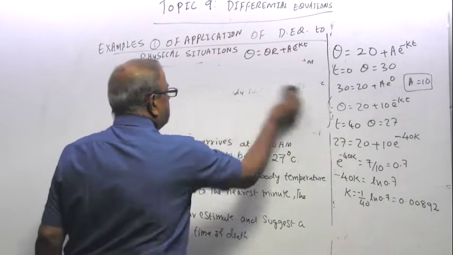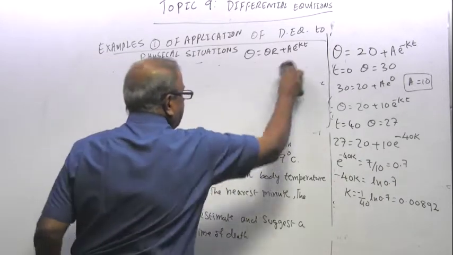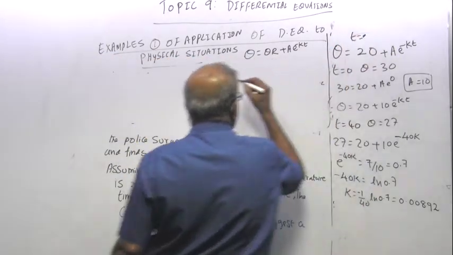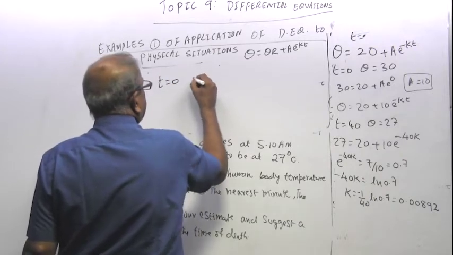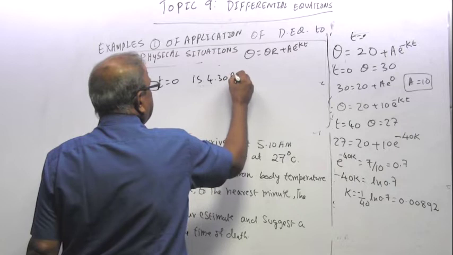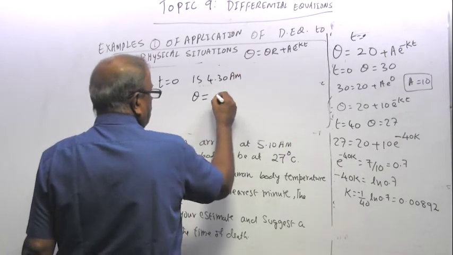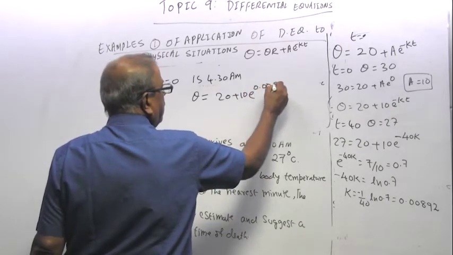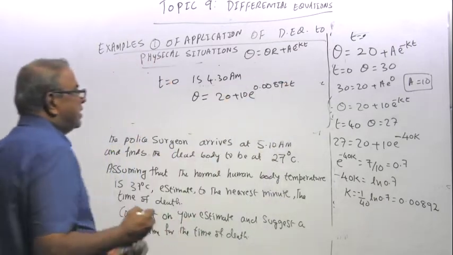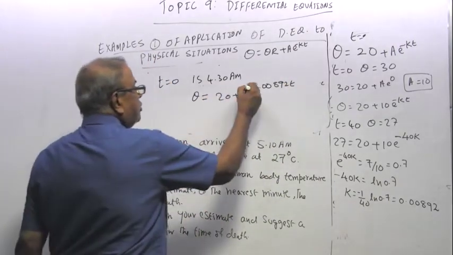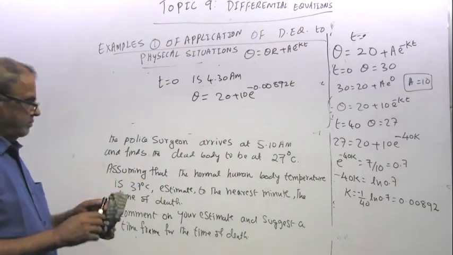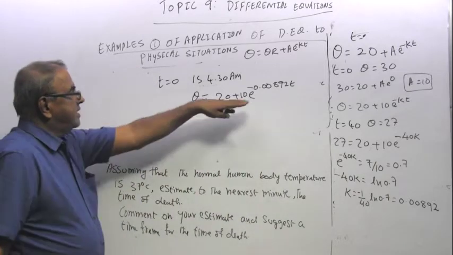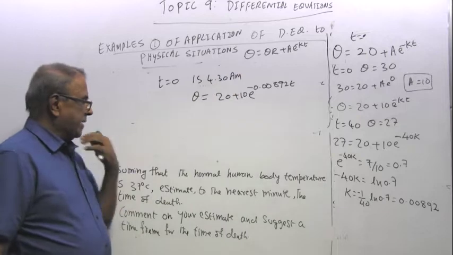Except you must remember, 4:30 is t equal to 0. t equal to 0 is 4:30 a.m. and theta equal to 20 plus 10 e to the power minus 0.00892 t. You see, I only have two unknowns. So we have now got a relation between body temperature and the time.